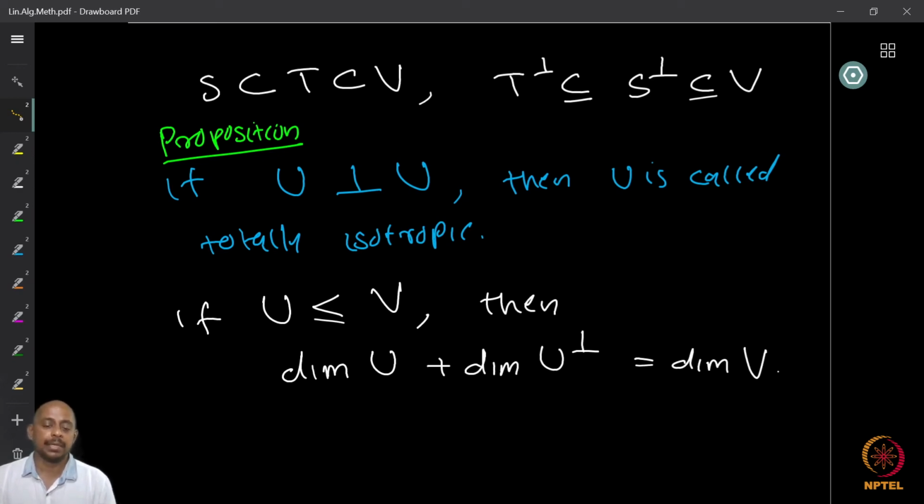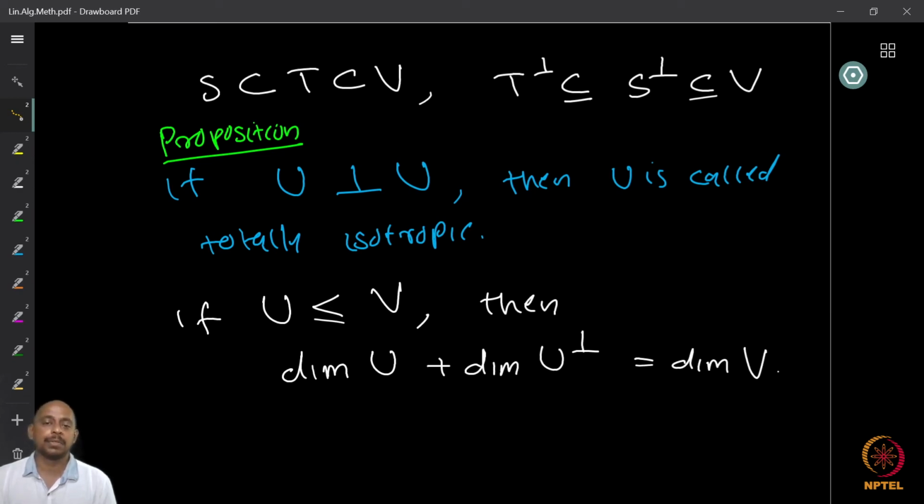Now here is the proposition: if U is perpendicular to itself, so all the vectors in U multiplied with themselves give you 0, then U is called totally isotropic. Okay, it's just a name. A subset of V is totally isotropic if it's perpendicular to itself.